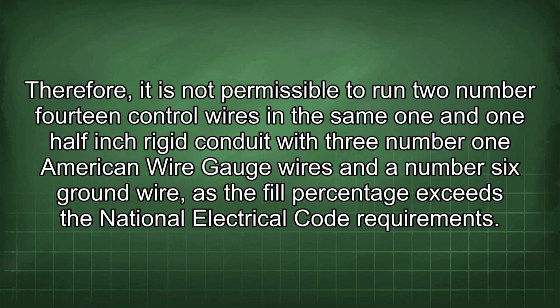Therefore, it is not permissible to run 2 number 14 control wires in the same 1 1/2 inch rigid conduit with 3 number 1 American wire gauge wires and a number 6 ground wire, as the fill percentage exceeds the National Electrical Code requirements.